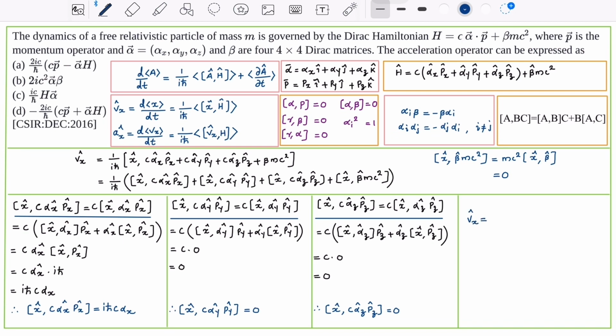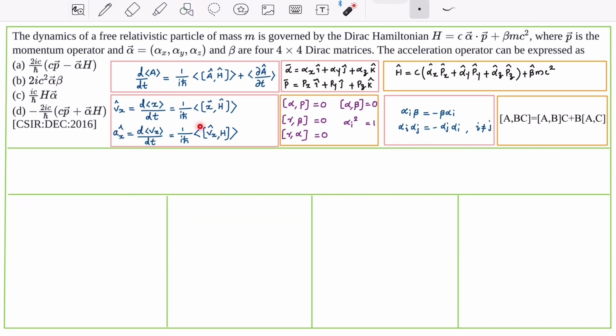We have already evaluated the fourth term. Therefore, the velocity operator becomes 1 by iħ times iħ c αx plus 0 plus 0, and this is equal to c αx. That is, our velocity operator is c αx.